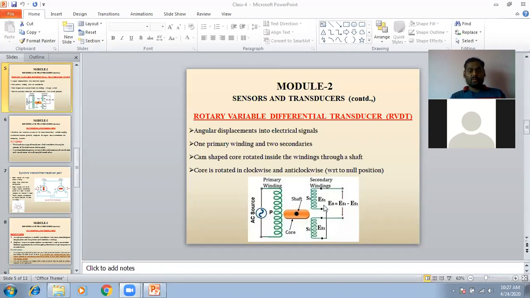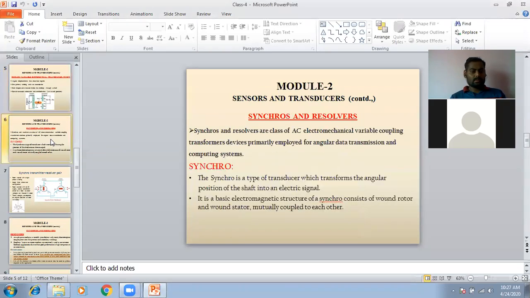After this RVDT, we are going to discuss synchros and resolvers. These synchros and resolvers act like transformer devices. These are actually AC electromechanical variable coupling transformer devices primarily employed for angular data transmission and computing systems, right? So again, these are also used for the measurement of angular displacements.